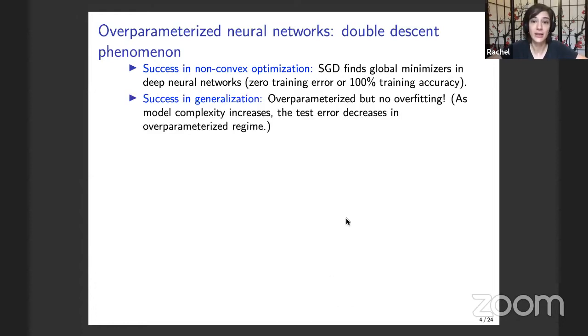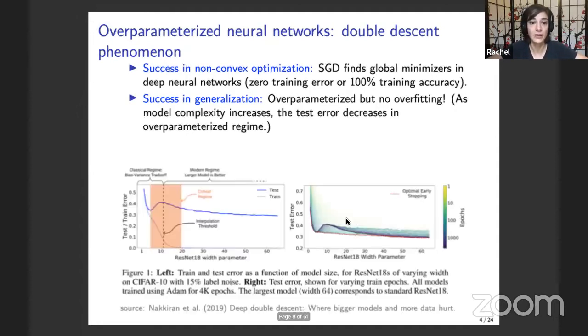What we want to talk about is that the over-parameterized setting, where the training error is 0, does not lead to overfitting in general. As the model complexity increases, the test error continues to decrease in the over-parameterized regime. See, for example, this is a particular neural net architecture, ResNet 18. We see that as we increase the width on a particular data set, CIFAR-10, with some noise, as the number of parameters on this x-axis increases and we go beyond the classical bias-variance trade-off, this line is sort of where I had cut off on the previous slide.